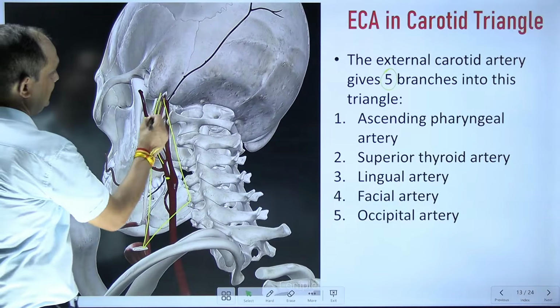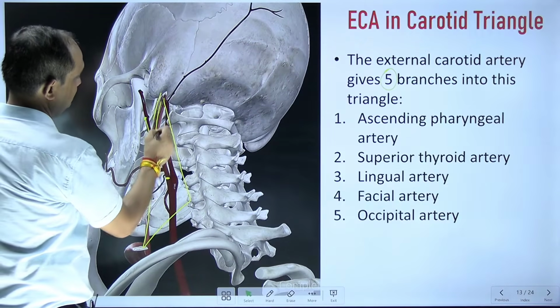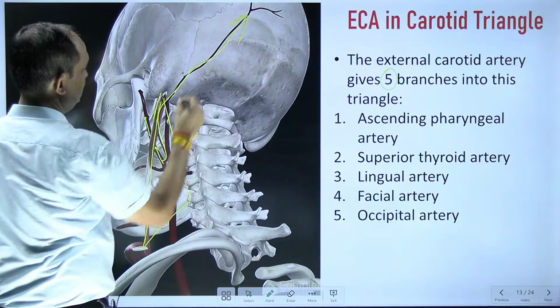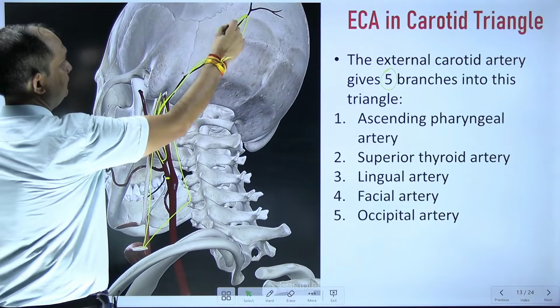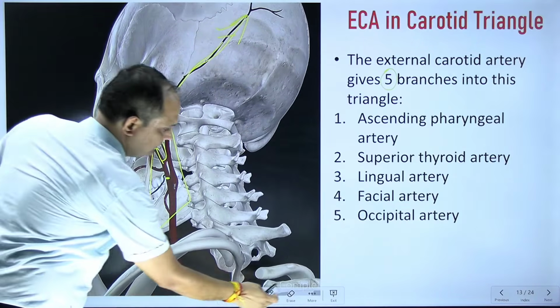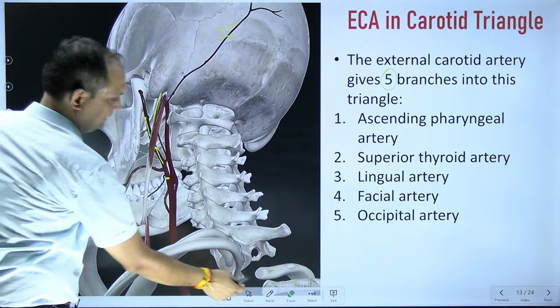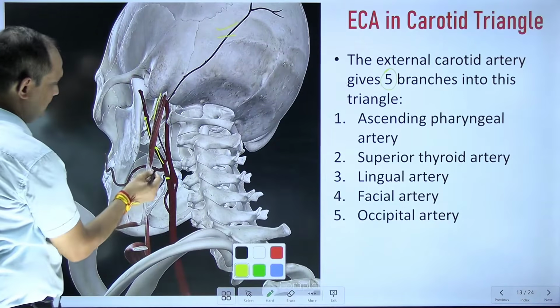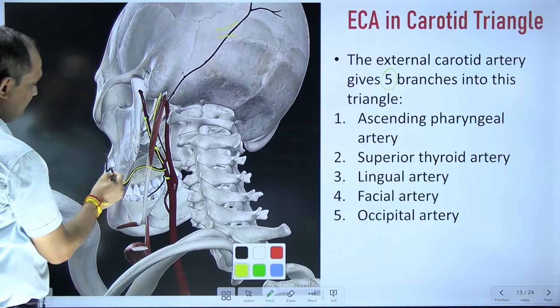Now here you can see that this is the occipital artery. This occipital artery is going posteriorly and it is supplying this part of the scalp. Apart from that, if you see the other artery, you will find that the facial artery is also visible here. Now this is the facial artery which is coming onto the face.